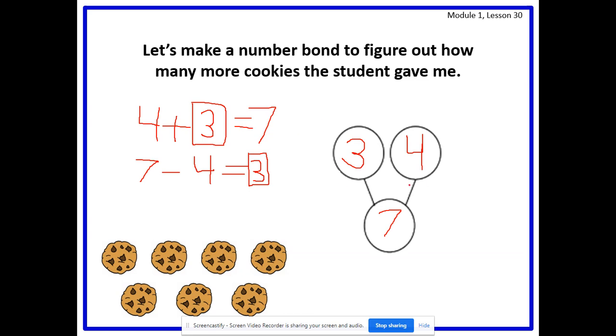Oh, we can't forget to label our number bond. Let's remember the total, we're going to put a C because we're talking about cookies. 4 is the number of cookies I already had, so I'm going to put an H for had. And 3 is the number of cookies the student gave me, so I'm going to put a G for gave me.